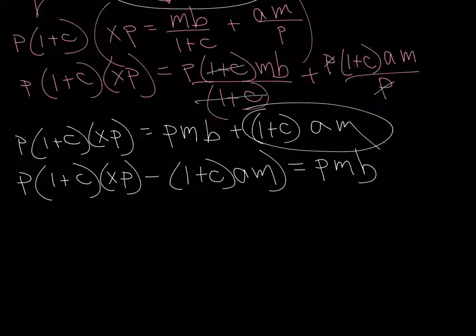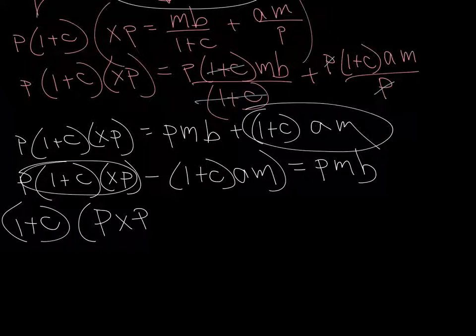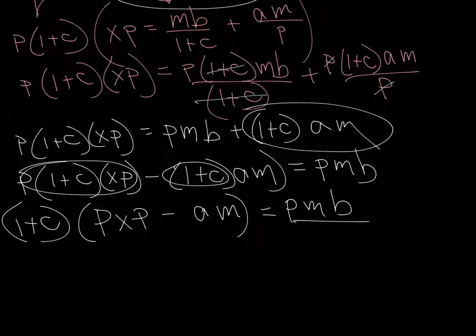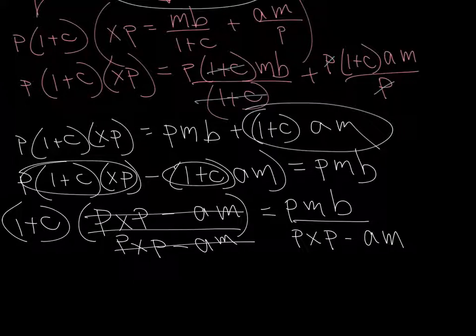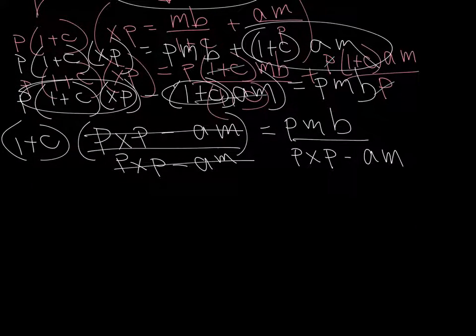Alright, now let's divide, factor out our 1 plus C, and that leaves me a P, X, P here. And when we take this out, we're left with an AM. Okay, then we're going to divide both sides by that, and those will go away. Need more room. Boy, this one's a little bit, not really hard, but there's a lot to it. And I'm left with 1 plus C equals PMB.